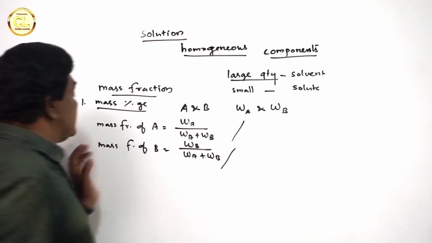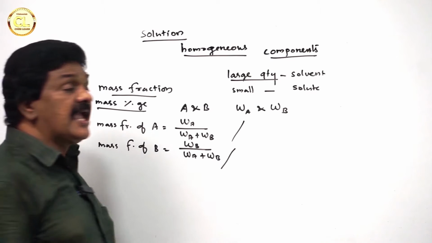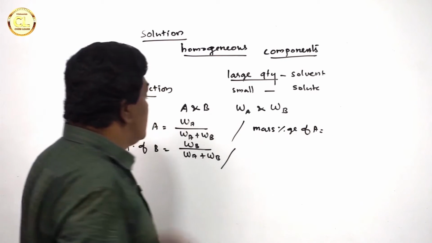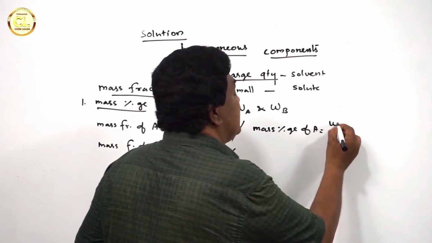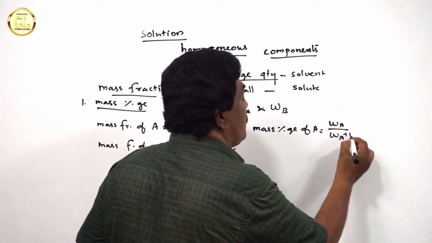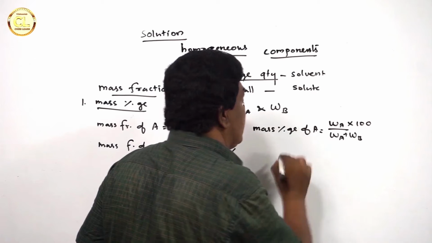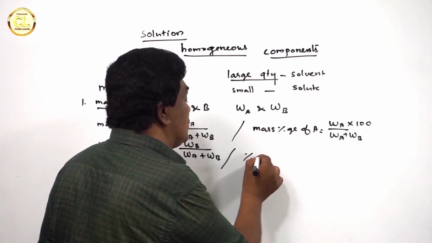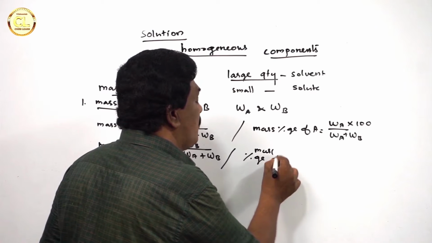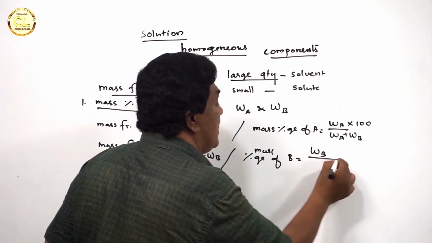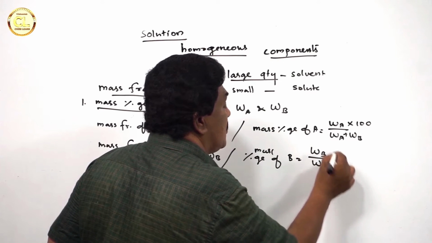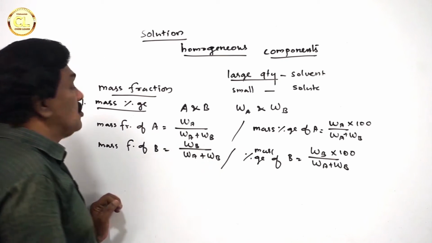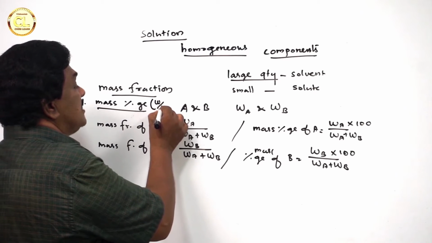Now we can say the mass percentage. What is the mass percentage of A? Mass percentage of A is equal to mass fraction into 100, that is WA by WA plus WB the whole into 100. You will get the mass percentage of A. Now, what is the mass percentage of B? Mass percentage of B is equal to WB by WA plus WB the whole into 100. So, mass percentage is mass by mass percentage.